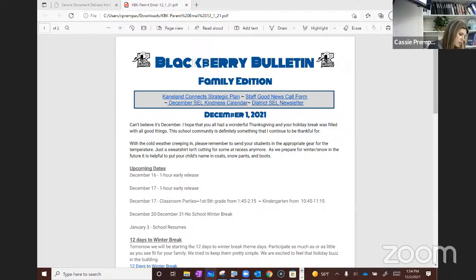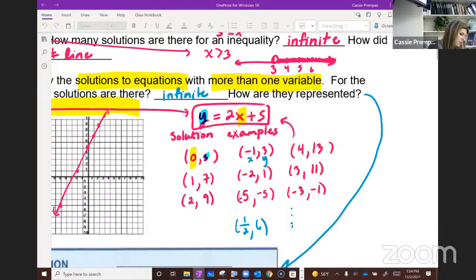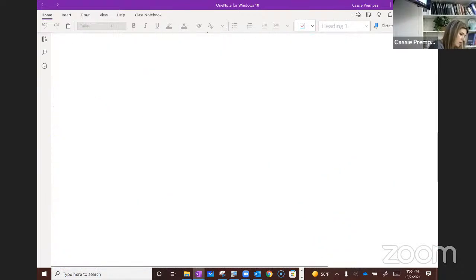OneNote tends to glitch on me a lot when I start using those features, like ink to shape and the ruler. I've used the ruler today and it glitches when I use any special features. If I don't use any special features, then I can't work.